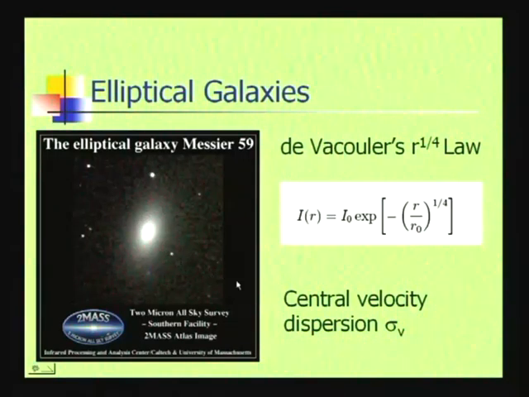So, the stars in the galaxy have a velocity dispersion. Random motions can be quantified by the velocity dispersion, sigma v, and the velocity dispersion could be different for different parts of the galaxy. So, sigma v is the velocity dispersion at the center of the galaxy.